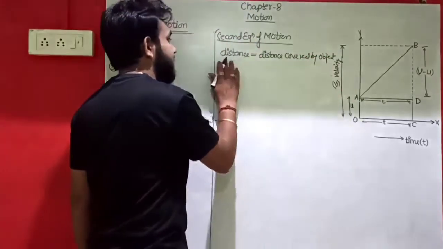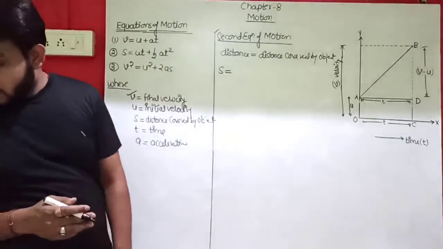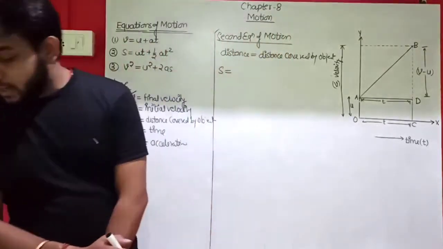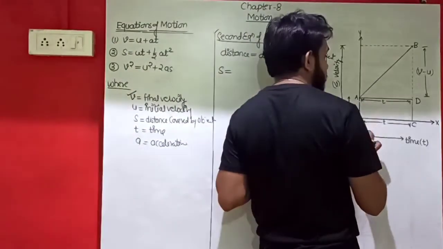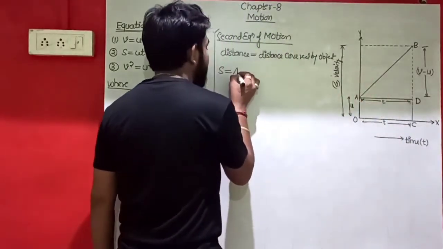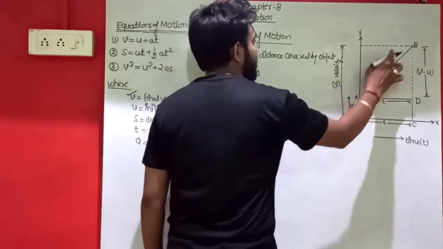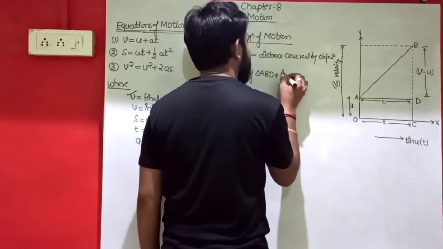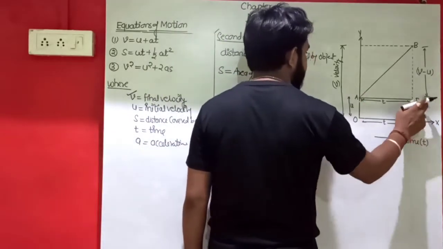ओके, सो डिस्टेंस को हम डिनोट करते हैं कैपिटल S. ओके, डिस्टेंस कवर बाय ऑब्जेक्ट. सो स्टूडेंट आप देख रहे हो यहाँ पे कि दो फिगर दिख रहे हैं. दैट मींस एक आपको रेक्टेंगल दिख रहा है AODC एंड ABD. तो हम लिखेंगे एरिया ऑफ ट्रायंगल ABD प्लस एरिया ऑफ रेक्टेंगल AOCD.